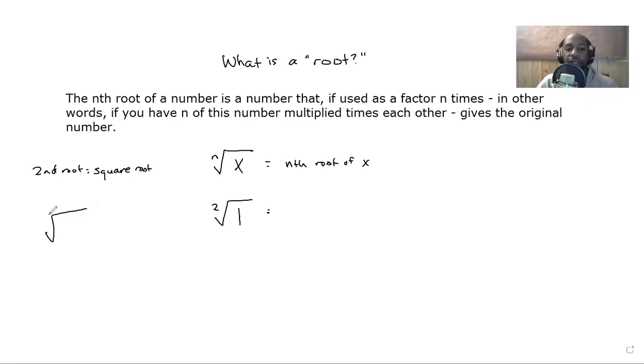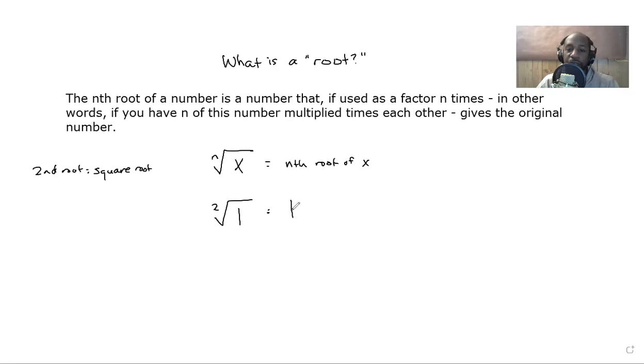Now, if it's something other than 2, 3, 4, 5, 6, you're going to have the number there. Or your calculator even has a feature where you can tell your calculator what root it is. So anyhow, what is the second root of 1? In other words, what is a number that if you use it as a factor 2 times, gives you the original number? Easy, 1.